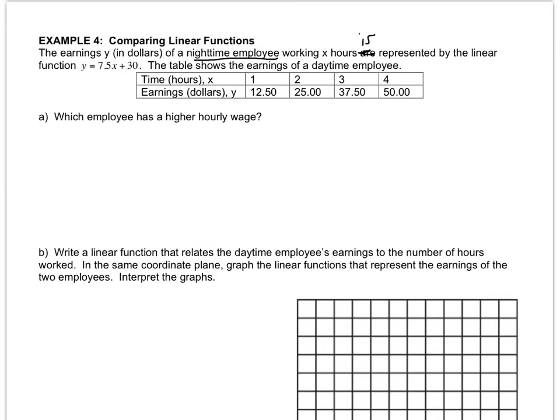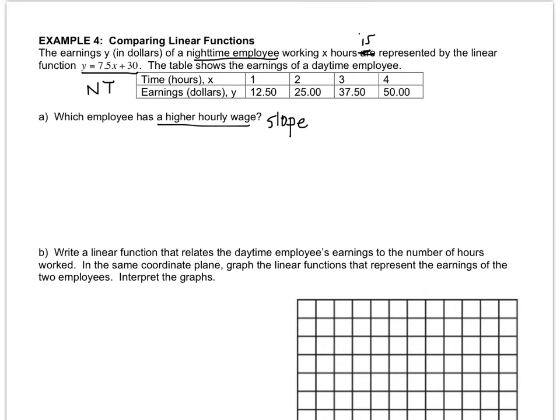The nighttime employee is represented by the linear function y equals 7.5x plus 30. Remember, this is nighttime. The table shows the earnings of a daytime employee. Which employee has a higher hourly wage? Now, this is another way of asking about the slope. They're asking about the person's rate.